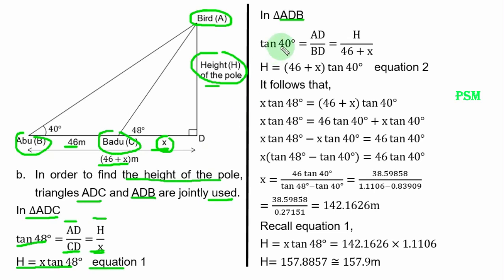Now we consider triangle ADB, where tan 40 degrees, we are considering the bigger triangle ADB. Tan 40 degrees is equal to opposite over adjacent, that is h over 46 plus s. When you clear the fraction, you have this result, that is equation 2.